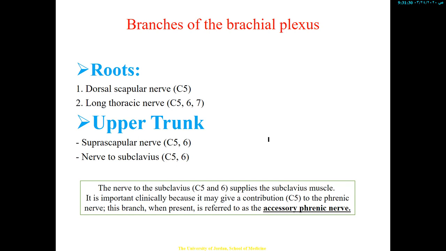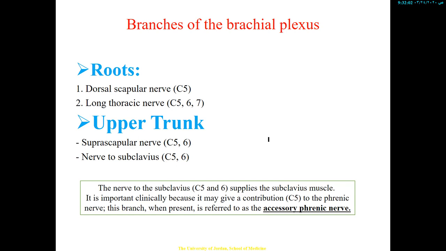And how to memorize the medial cord and its branches? Again, it is 4M plus ulnar: medial pectoral nerve, nerve to pectoralis minor, medial cutaneous nerve of the arm, medial cutaneous nerve of the forearm, and finally the medial root of the median nerve, plus the ulnar nerve.